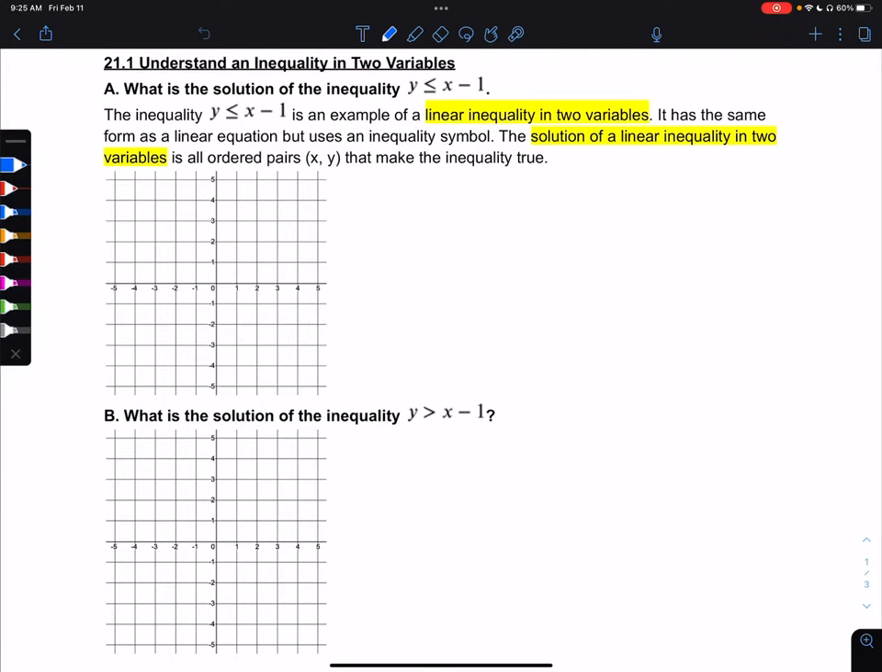In this video, we're going to look at topic 21, example 1, where we understand an inequality in two variables. So in part A, what is the solution of the inequality y is less than or equal to x minus 1?